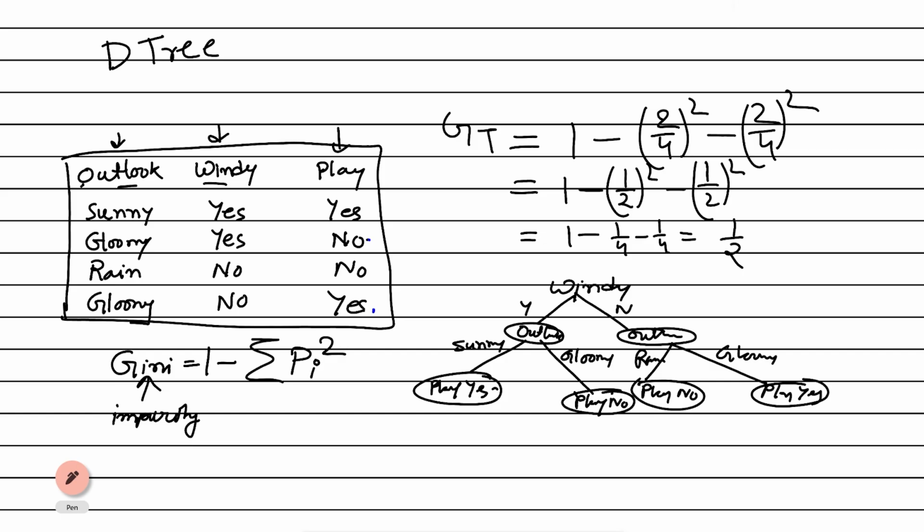Now with the help of this decision tree you can easily classify these cases or predict the cases. So you have a new instance, let's say windy no. If it is rainy, then definitely you are not going to play. If it is again windy and it is gloomy, you are not going to play. So now this was an example of classification with the help of Gini index.